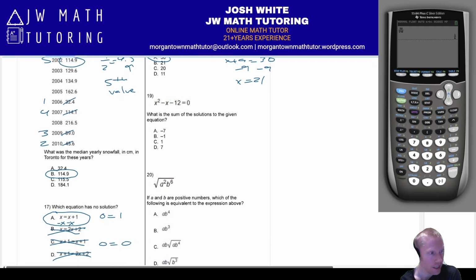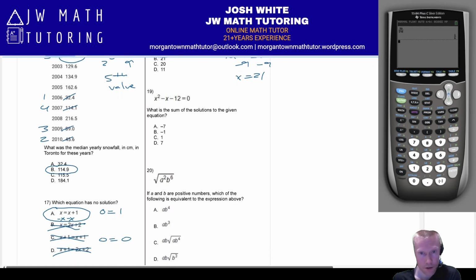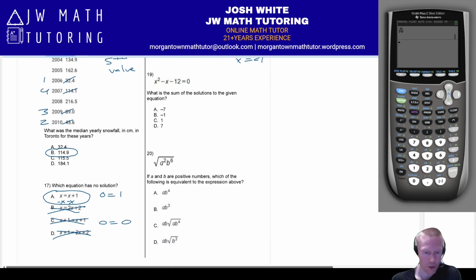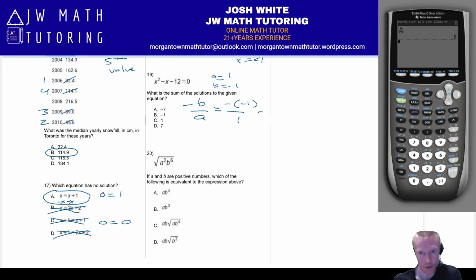Now 19 here, there are multiple ways to do this. The first way is to use the shortcut formula, which is that the sum of the solutions to any quadratic equation is always equal to negative b over a. So here a is 1, b is negative 1. So therefore the sum of the solutions would be the opposite of negative 1 over positive 1, or positive 1 over positive 1, or just 1. So the correct answer is letter C.